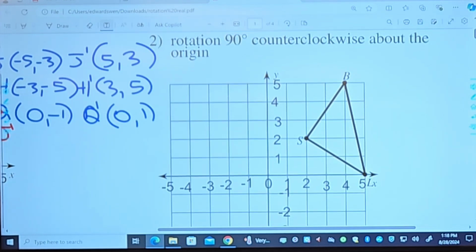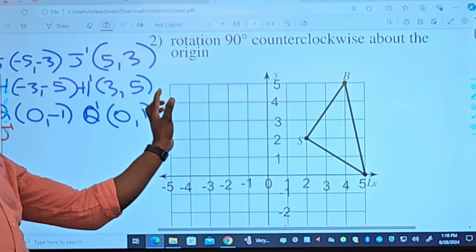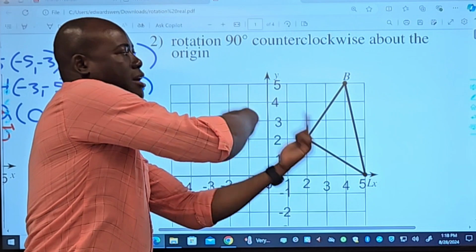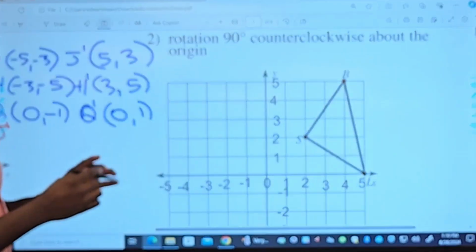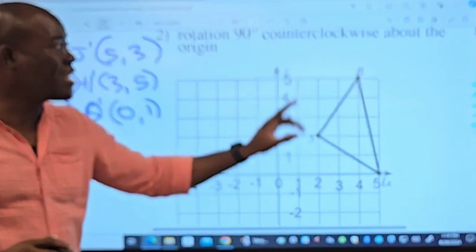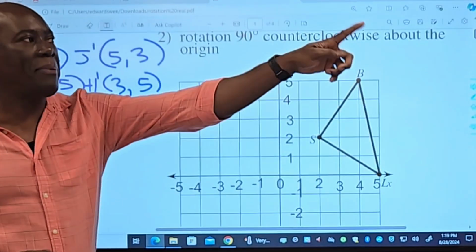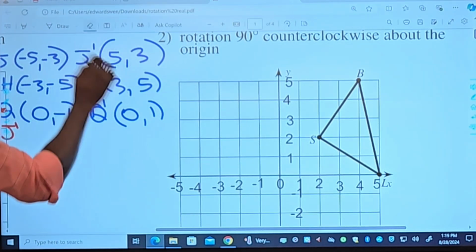So we're going 90 degrees counterclockwise. So we are expecting this to show up on this side, to the left, because it's going to the opposite side. So we're going against the hands of a clock, this way. Same procedure: we're going to write down the coordinates of our pre-image first, and then we apply what happens there, all right?